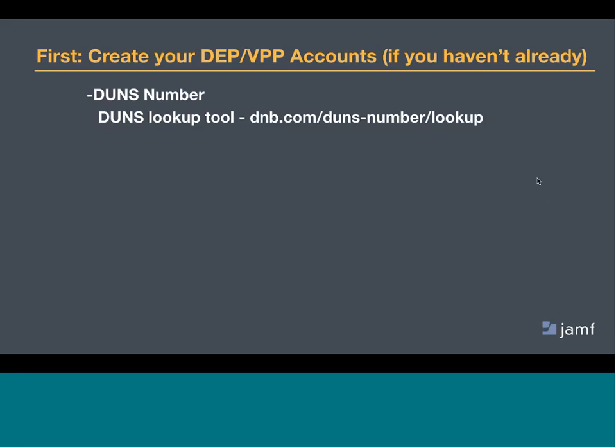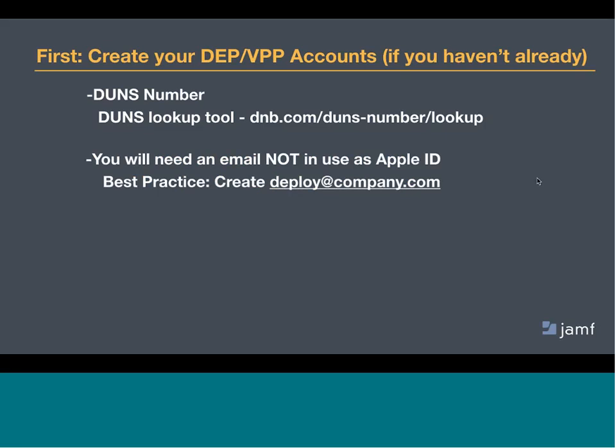Now, you can always apply for a DUNS number at that same website. I believe it can take quite some time, about 30 days or so, to get that DUNS number, but you can always pay an expedite fee if you need it. The DUNS number is necessary to apply for both DEP and VPP.